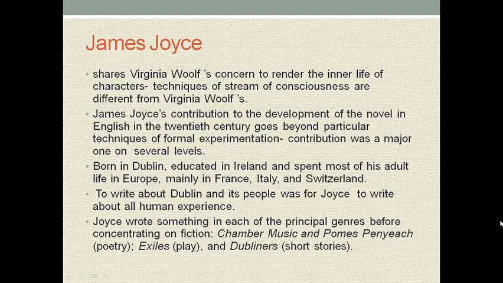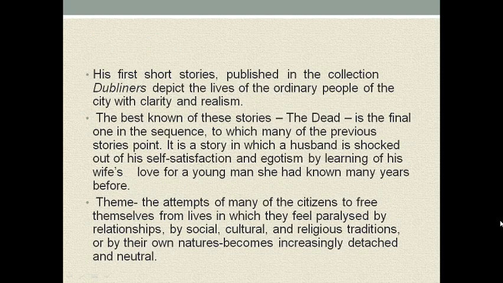Joyce wrote something in each of the principal genres. Before concentrating on fiction, he wrote poetry, a play, Exiles, and Dubliners. It is one of his famous short story collections. So this collection, Dubliners, his first short stories, depict the lives of the ordinary people of the city of Dublin, with clarity and realism. The stories are carefully organized so that meanings arise not only from the individual sketches, but also from the relations between them.